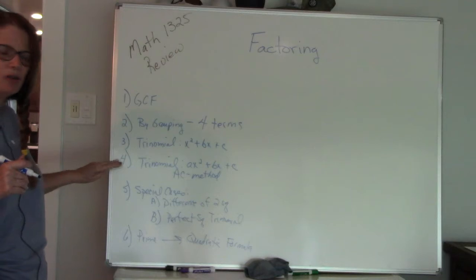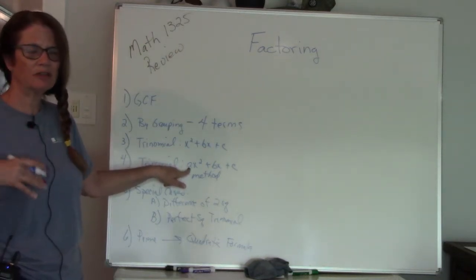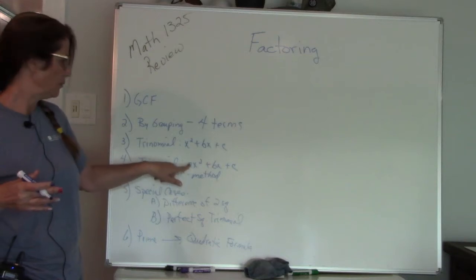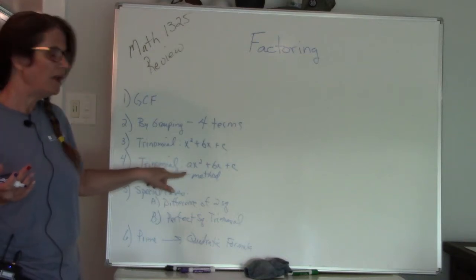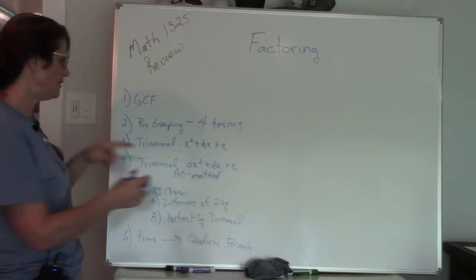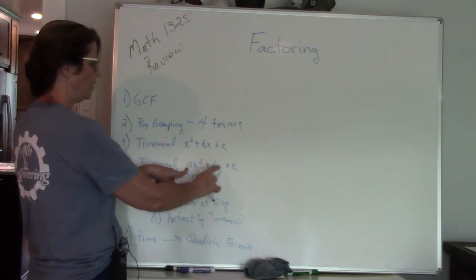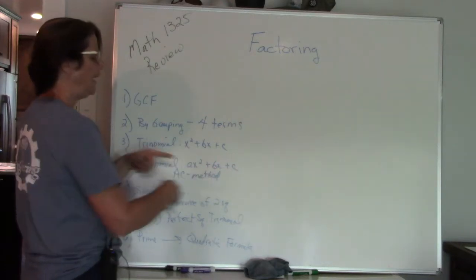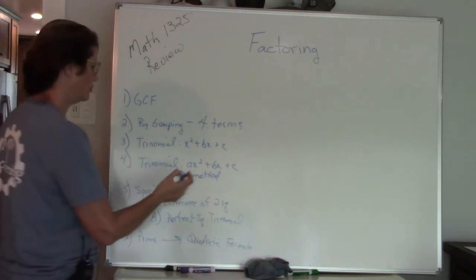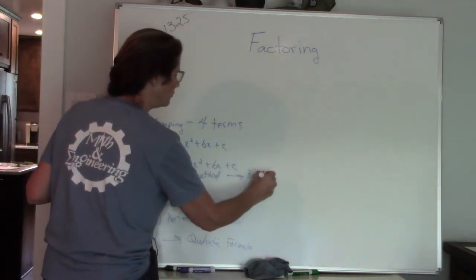Then there's the trinomial where a is not 1. A can be positive or negative. It can't be 0, but it can be positive or negative. I teach it using the AC method. The AC method says you multiply a times c, you find the values that multiply to that and add to get b, and then you set it up as a 4 term. So the AC method takes you to factoring by grouping.